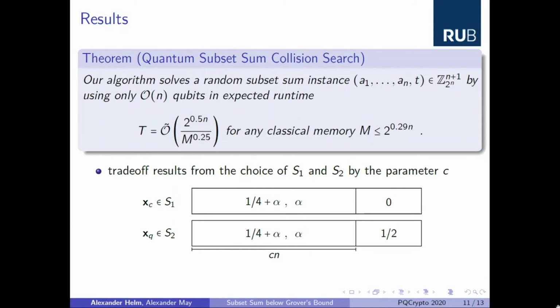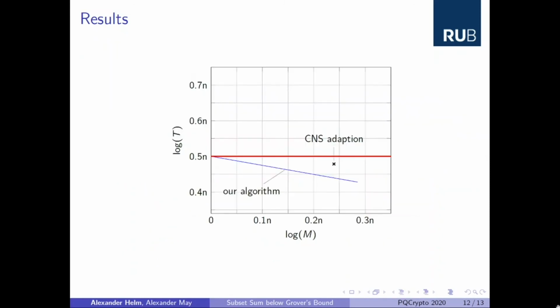and we receive the following trade-off. T is now equal to 2^(n/2) over M^0.25 for any classical memory M lower or equal to 2^(0.29n). And we can see in the diagram here how our algorithm performs for different amounts of memory.